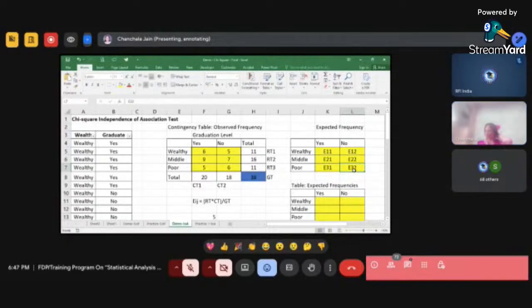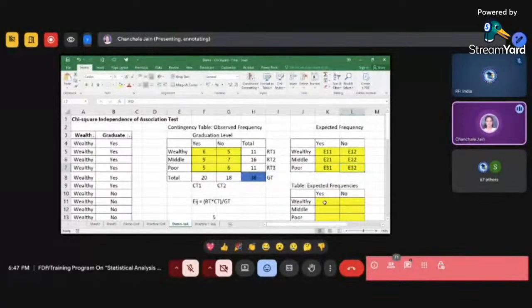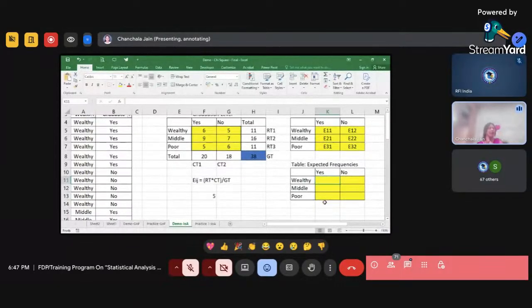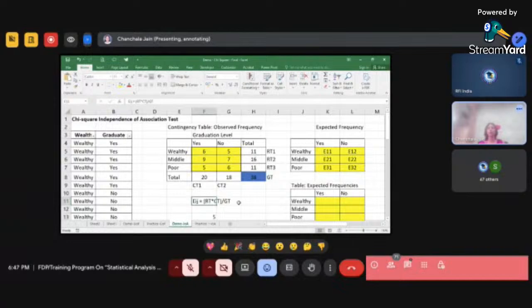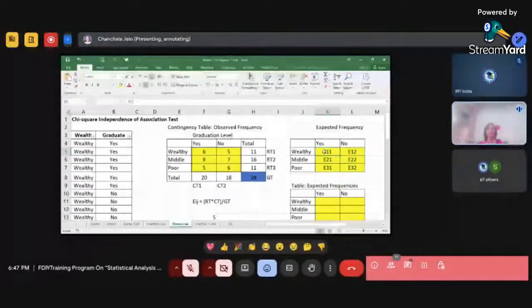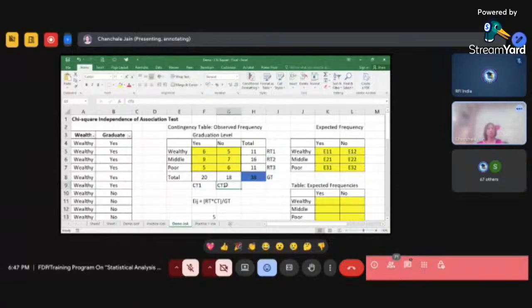Yes, ma'am. Fine. So this concept now we are using to fill this expected frequency table. This formula I have already told you: it is row total into column total divided by grand total. One of you was asking me, ma'am, you have written only RTCT. So according to E11, E12, you will decide which row total and which column total you will select. If I talk about E11, I will select row total 1 and column total 1. If I talk about E12, I will take row total 1 and column total 2. Is it clear?